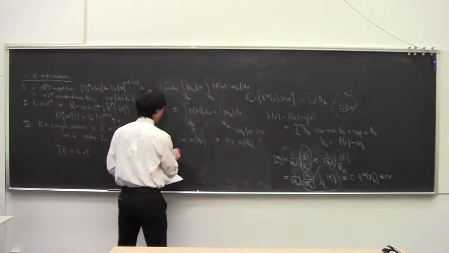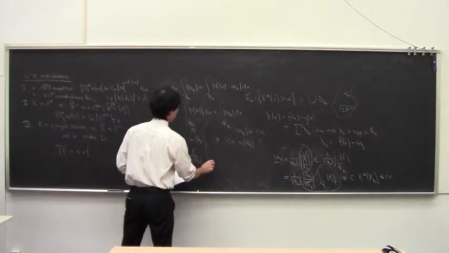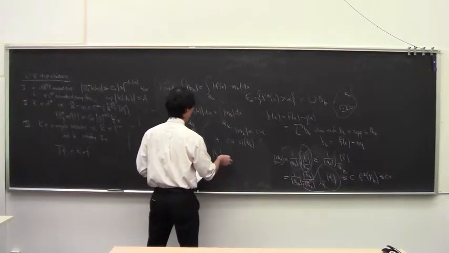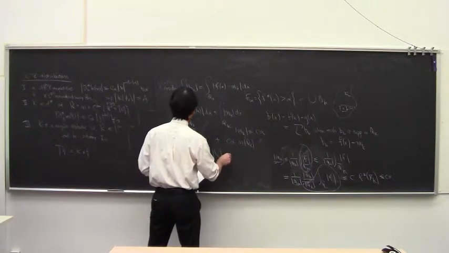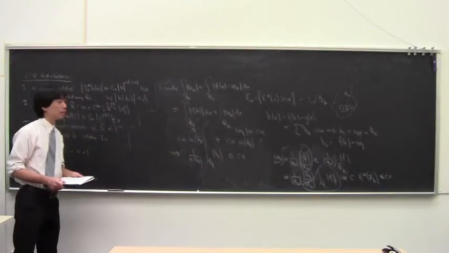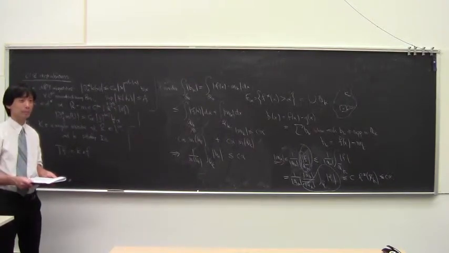And so that gives us that the average of the absolute value is controlled by some constant times alpha. Okay, and so that's the end. That's the end of the Calderón-Zygmund decomposition.